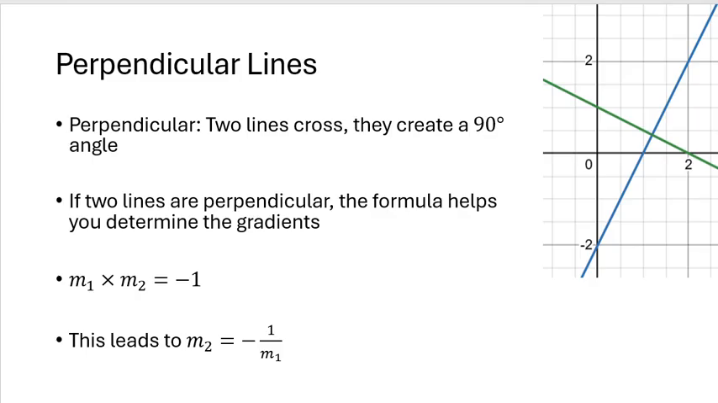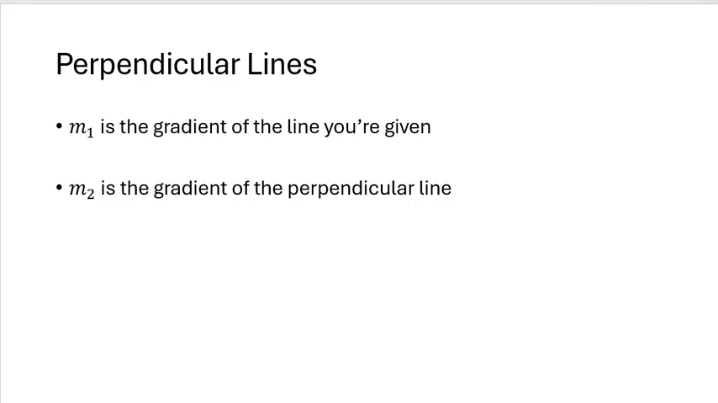Perpendicular lines. So perpendicular lines are when you draw two lines and they intersect at some point, they create a 90-degree angle, okay? Now, there's a formula that we use to help us, m1 times m2 equals negative 1. But your main concern is using this bottom one here, where m2 equals negative 1 over m1. Now, just remember, okay, this is what the m1 and m2 means. m1 is the gradient of the line you're given. m2 is the gradient of the perpendicular line, okay?